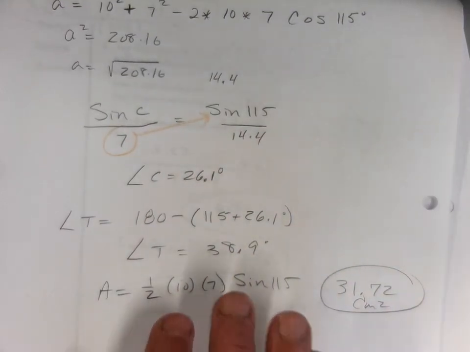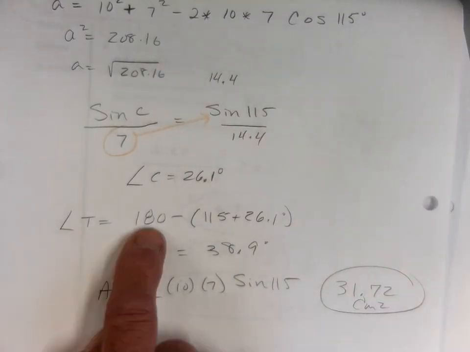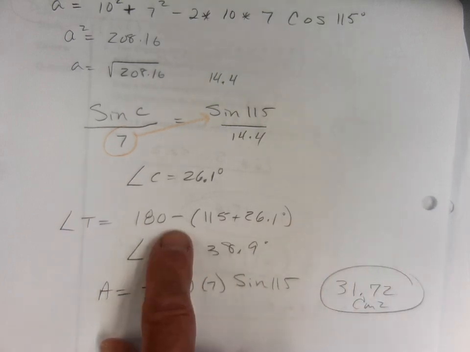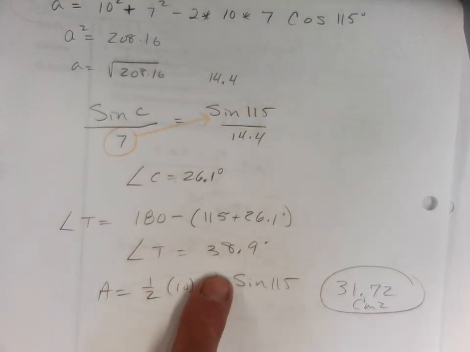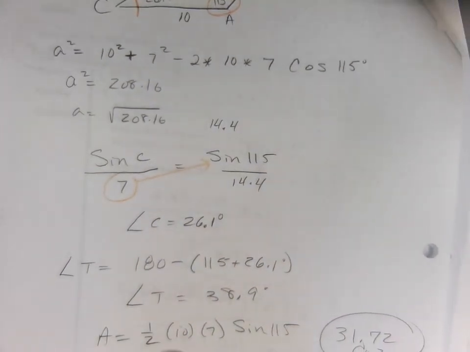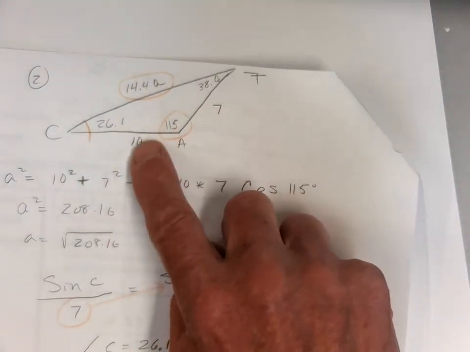And then again, 180 degrees for the three angles of a triangle, so I subtracted from 180, and angle T turned out about 38.9, okay? And then the area, again, 1/2 the adjacent times the sine of the angle. I picked those two sides just because they're more accurate, okay?